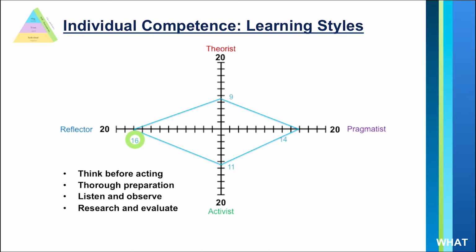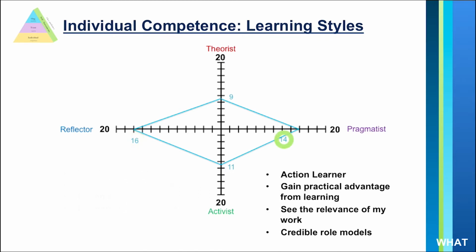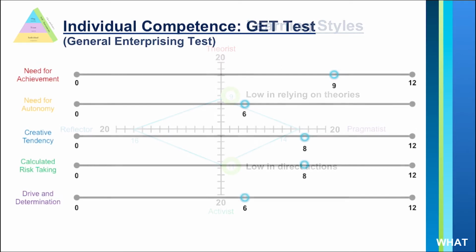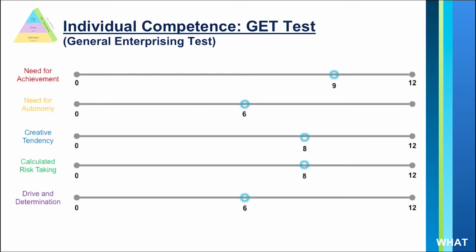And although I'm a reflector, I'm also an action learner, which is why I am also scored high as a pragmatist. I'm not only thinking about the implications to come up with a decision, but I also like to gain practical advantage from learning. I like to see the relevance of my work, and I'm most likely to be a credible role model as I do not take actions carelessly or recklessly, which is why I am scored low as activist and theorist. I do not take direct actions, and I do not like to only rely on concepts or theories.